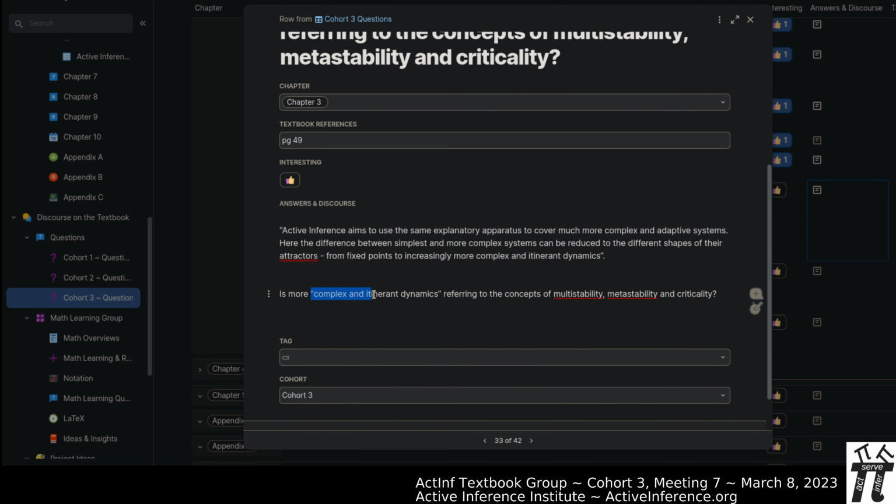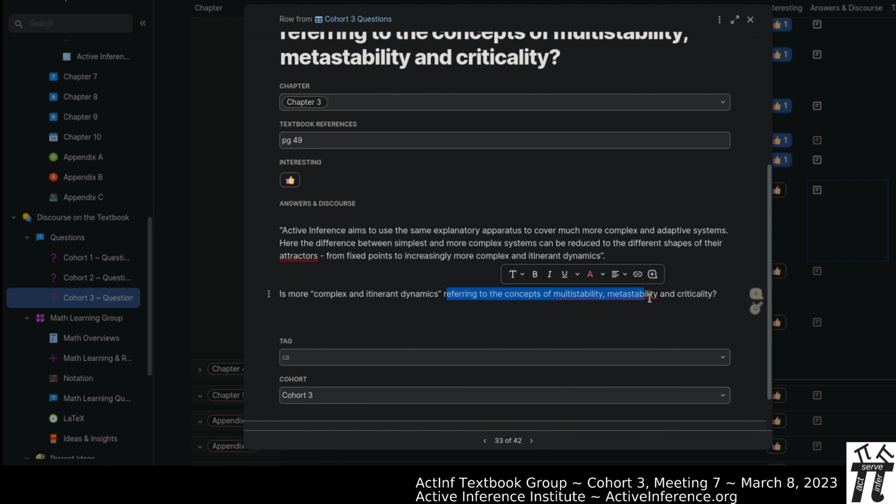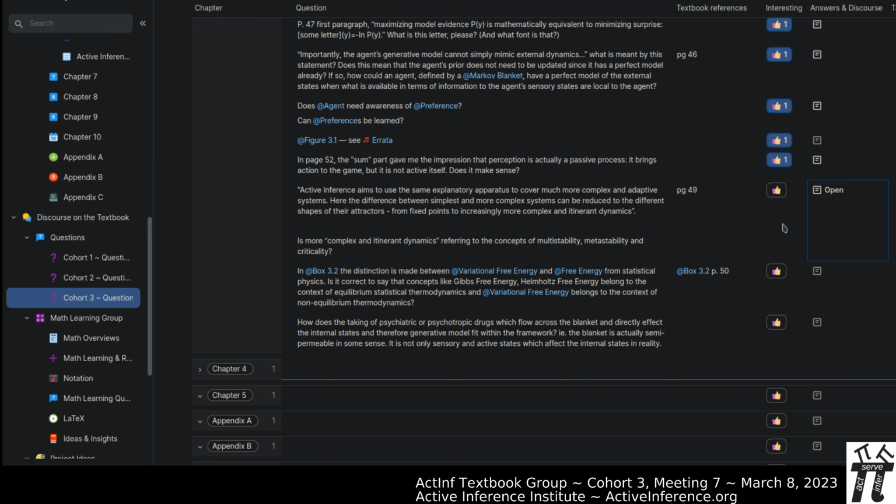Is more complex and itinerant dynamics referring to concepts of multi-stability, metastability, criticality? Yes, definitely. Everything with complexity science and itinerant dynamics, just continuing to wander, maybe never even revisiting, maybe revisiting, multiple attractors, conditional attractors, phase transitions, all of these kinds of topics. So great question.